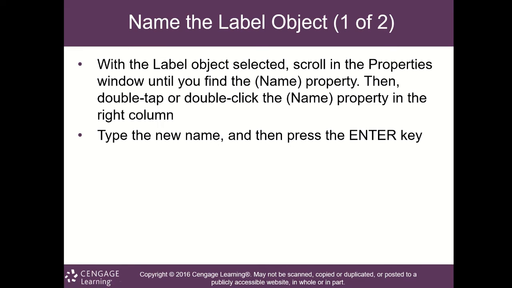So you can change the name of the label object. With the label object selected, scroll in the properties window until you find the name property. Then double tap or double click the name property in the right column. Type the new name and then press the enter key. So that will be it.